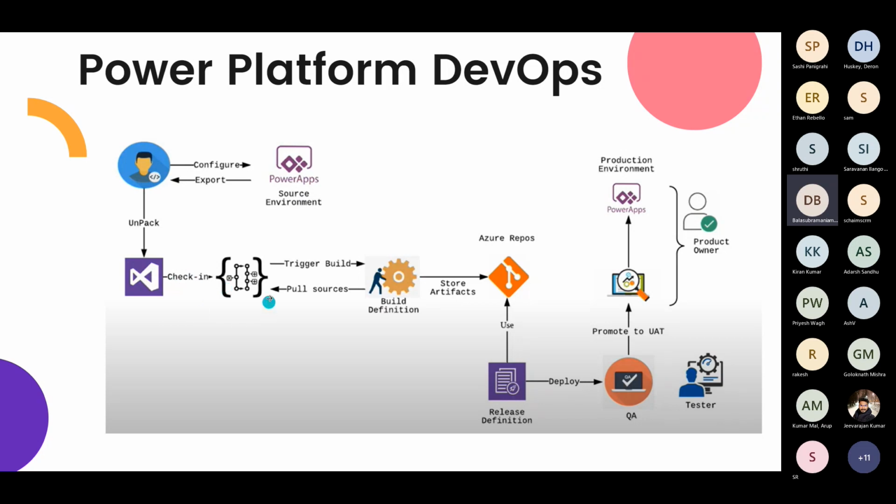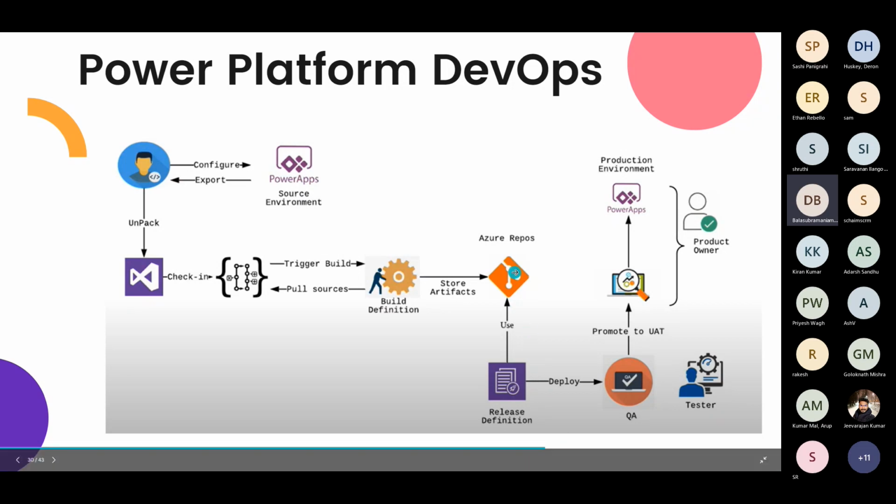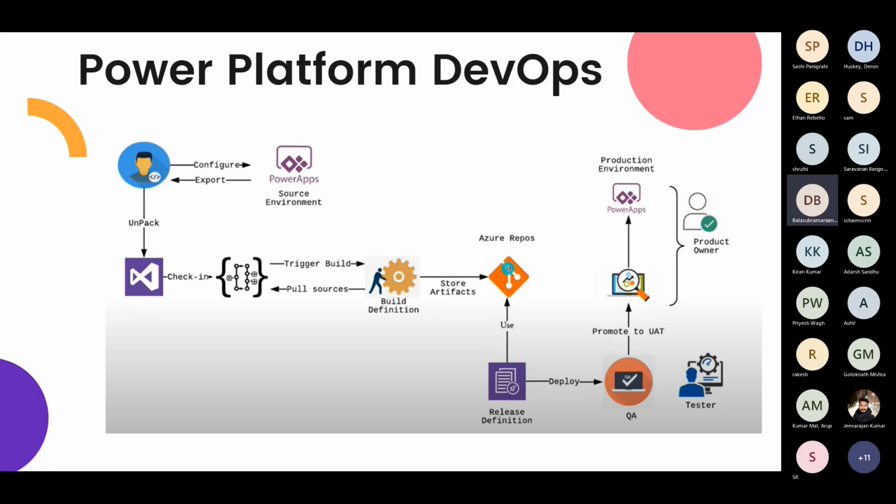Then once the check-in is done, automatically the build pipeline will trigger, and it will pick all the checked in components, and it will form that into a solution, and it will push that solution into an Artifactory, the Azure repos here. Okay. And once this build definition succeeds, then the release definition will trigger, and it will pick the solution from the Azure DevOps repos, and it will take that solution to the QA environment.